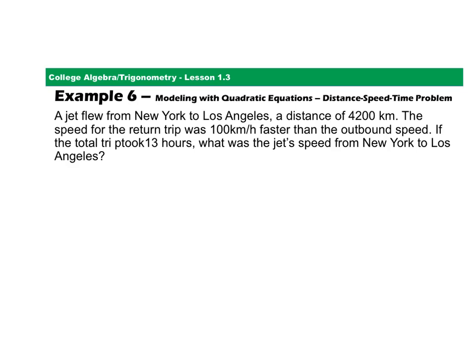You should be able to set these word problems up. We're not going to do a million of them. I'll do more of these during the week, but you should be able to think about it. You're going to have a quadratic. Look at this. A jet flew from New York to Los Angeles, a distance of 4,200 kilometers. The speed for the return trip was 100 kilometers faster than the outbound speed. It took 13 hours.